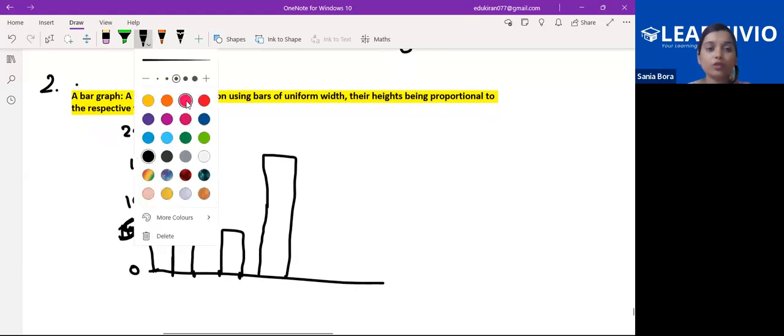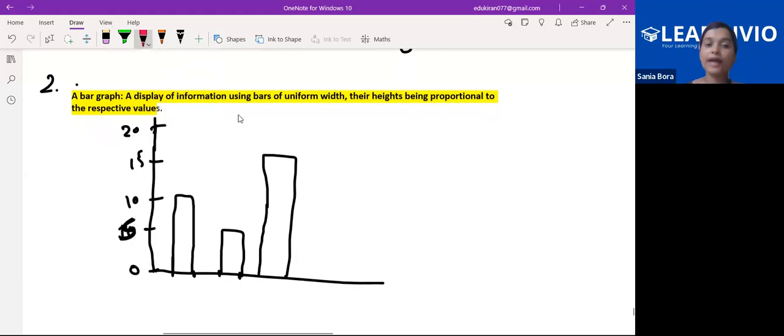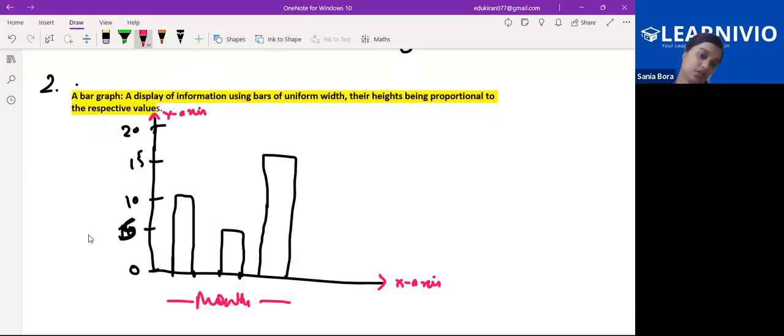Now I will be mentioning a few things with the pink marker. Those are things that are very compulsory. If you miss any of the pink written things, you will lose marks. So first of all, this is the x-axis, so you need to write x-axis here. And this one is the y-axis, so you will write y-axis here. The x-axis shows the names of the months, so you will write months. And on the y-axis, you will write number of cars. And over here, unit: 1 unit equals how many cars?